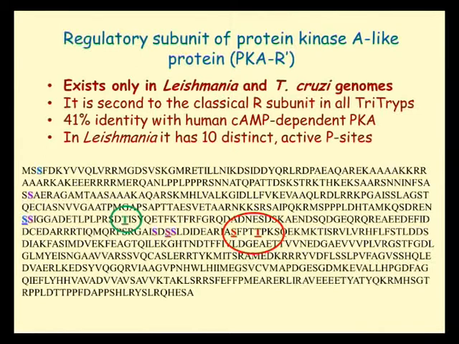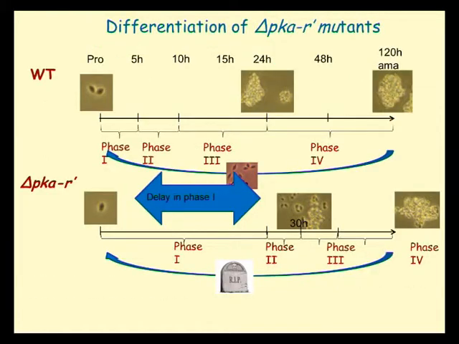One of these genes is a unique regulatory subunit of the conserved protein kinase A, PKAR tag. This protein appears only in the genome of Leishmania and Trypanosoma cruzi, both of which are intracellular trypanosomatids. Its protein sequence is 41% identical to the human cyclic AMP-dependent protein kinase A. Interestingly, PKAR tag has 10 active phosphorylation sites.